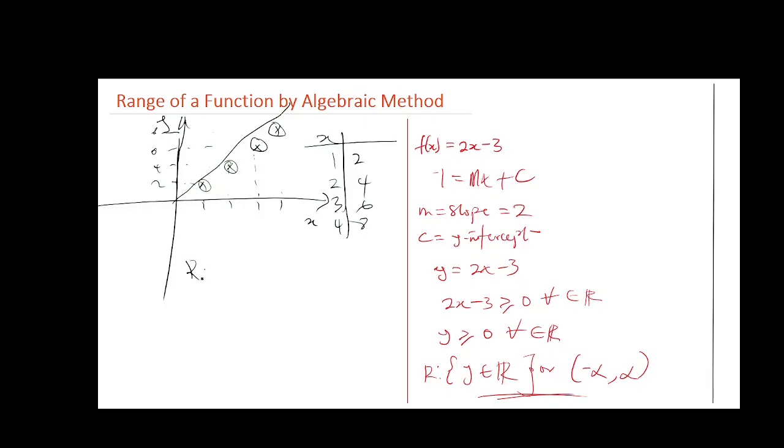Let's go ahead and write the range. Because this is continuous to infinity, it is not bounded. We are going to have that the range, which is y, is a set of all real numbers. Or we can go ahead and write it in interval notation, which is from negative infinity to infinity.